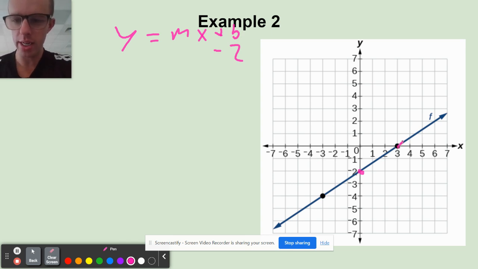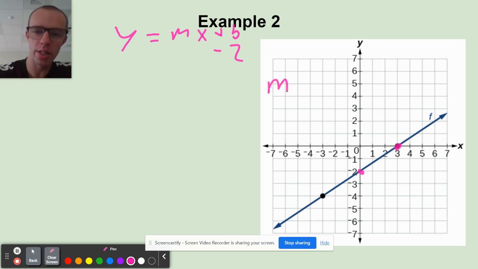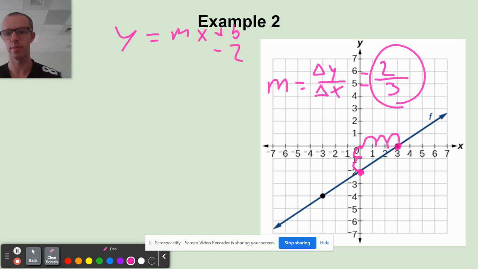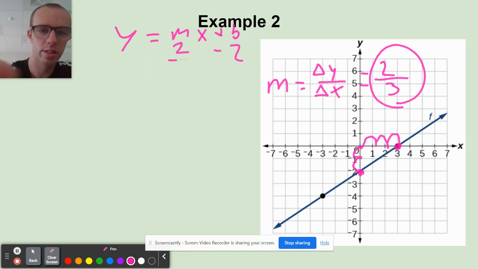Now, to find m, I need to do the change in y over the change in x. So from this point to this point, how much does my y change? Well, y is vertical, and I move vertically 2. And x is horizontal, I move horizontally 1, 2, 3. So my slope, or rate of change, is 2/3.